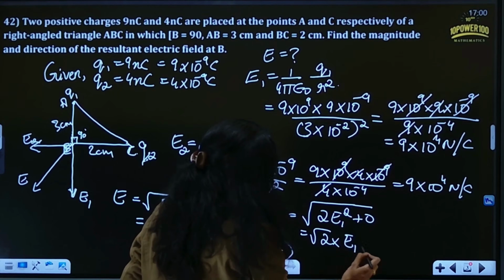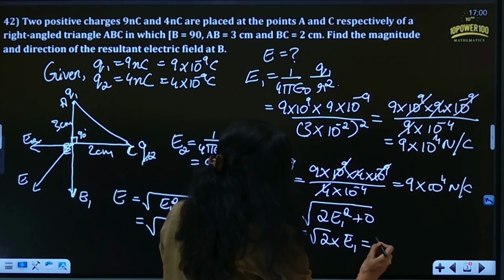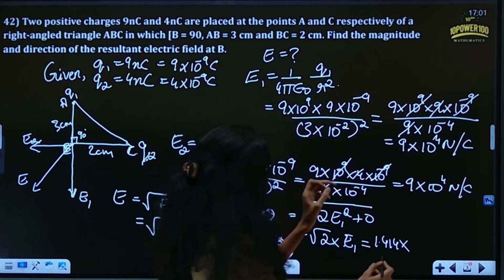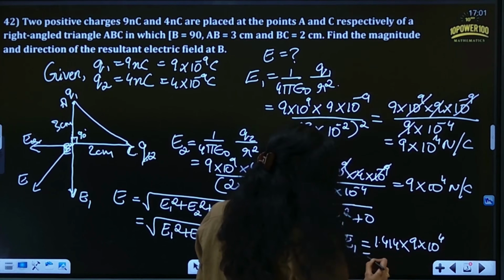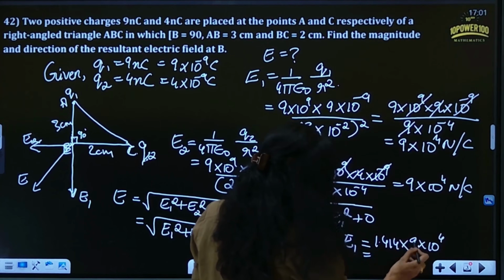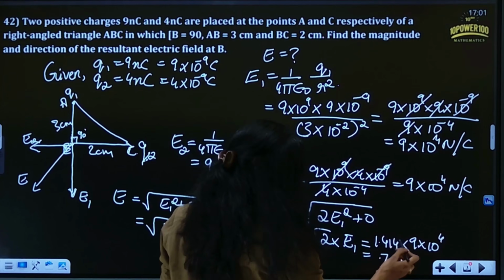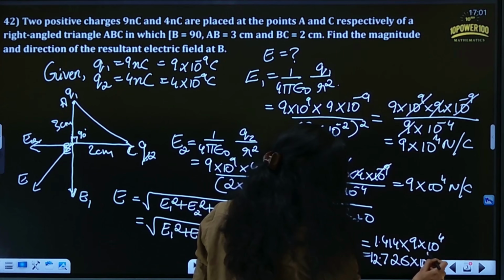So now root of 2E square can be written as root 2 times root of E square, which is E. So we have the value of E, and the value of root 2 is 1.414, into the value of E. How much is E? 9 into 10 power 4, okay, so it will be like 36. If you multiply, you will get something around 12.726 into 10 power 4.